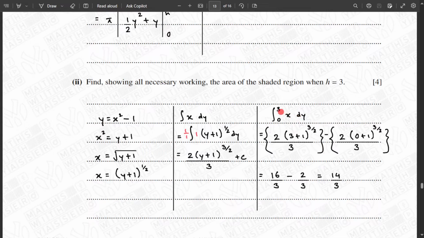So when we substitute 3 and 0 into the equation, we get 2 within brackets (3 plus 1) to the power 3 by 2 over 3, minus 2 within brackets (0 plus 1) to the power 3 by 2 over 3. That gives us 16 by 3 minus 2 by 3, which is 14 by 3.